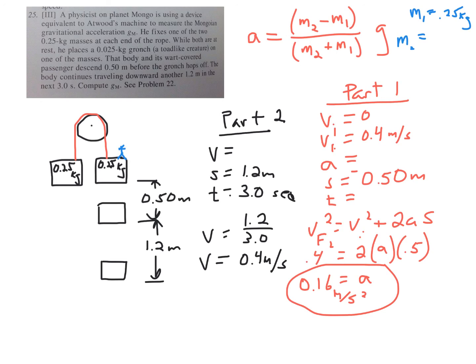That gives a total of what? 0.275. So that gives you 0.275 kilograms on the right hand. So you're going to plug in m sub 1 is 0.25, m sub 2 is 0.275, and the value for a at the bottom here, the 0.16, and solve for g on Planet Mongo. Good luck.